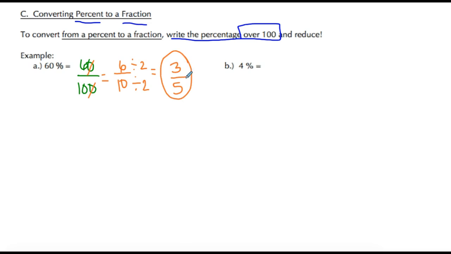So because this is my reduced fraction, what this means is 60% is the same thing as 3/5. So 60 out of 100 is the same thing as 6 out of 10 or 3 out of 5.